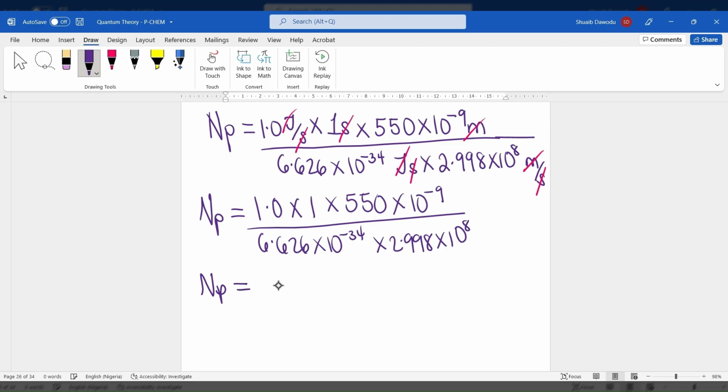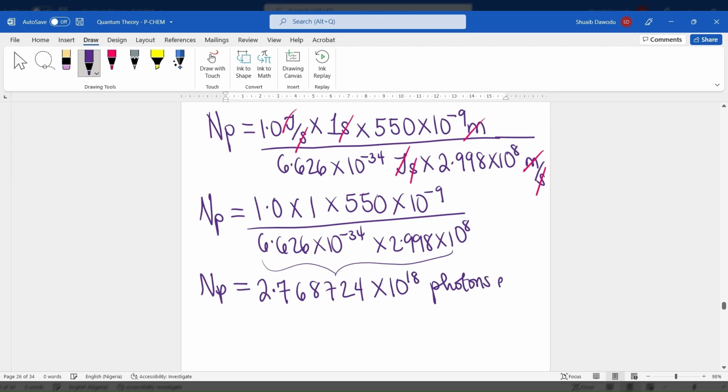By God's grace. So when you input this whole information here in your calculator, you end up with 2.768724 times 10 raised to the power of 18 photons each second.